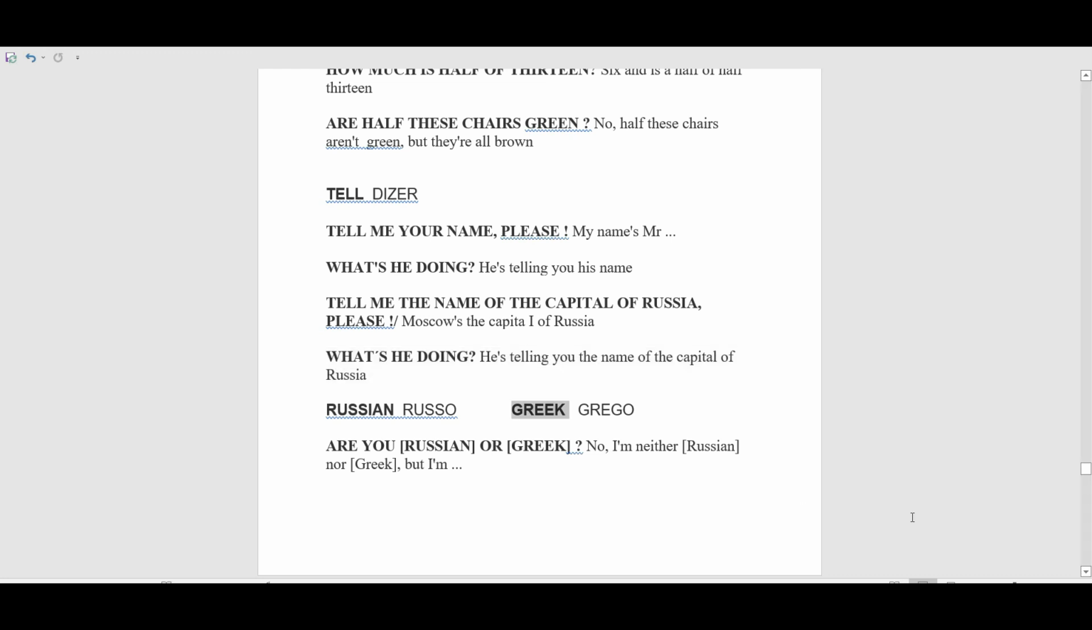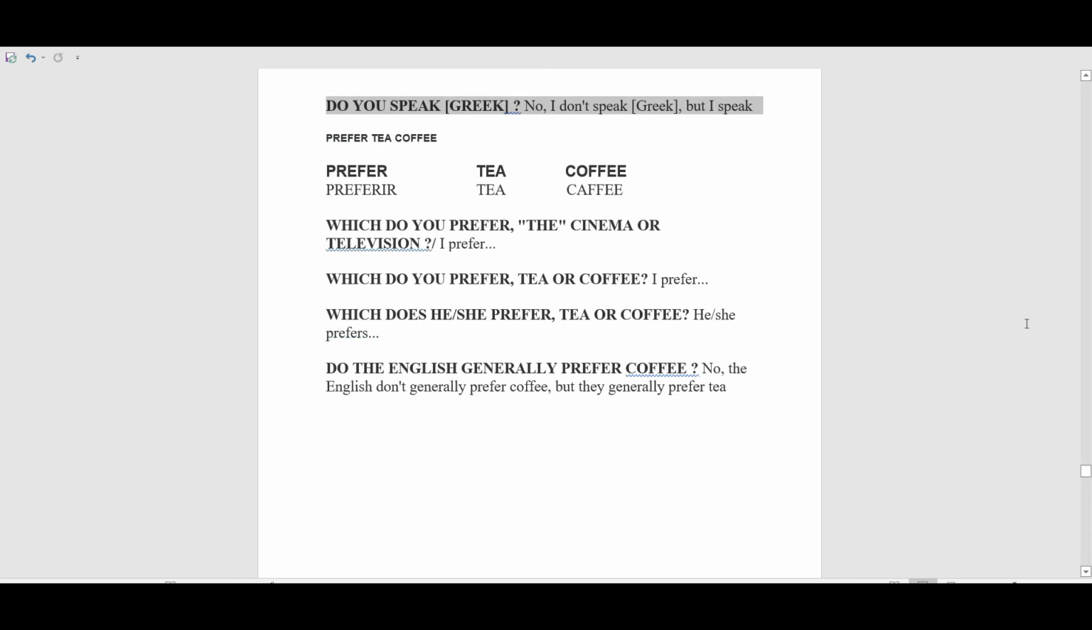Russian, Greek. Are you Russian or Greek? No, I'm neither Russian nor Greek, but I'm. Do you speak Greek? No, I don't speak Greek, but I speak.